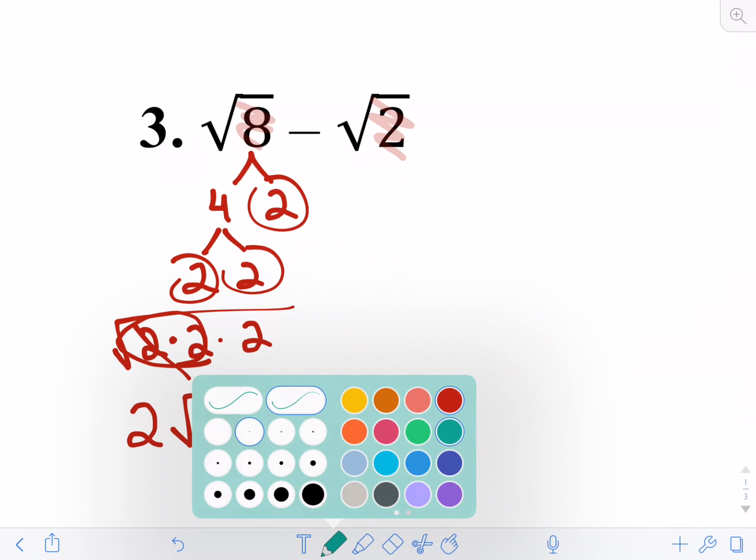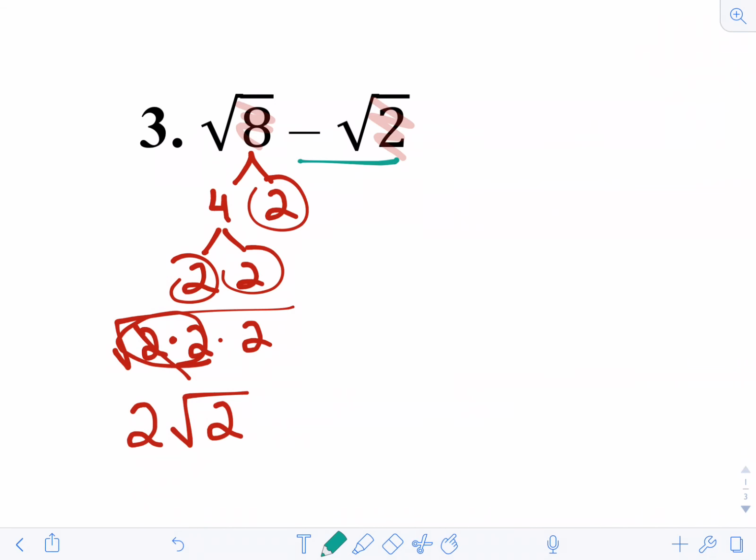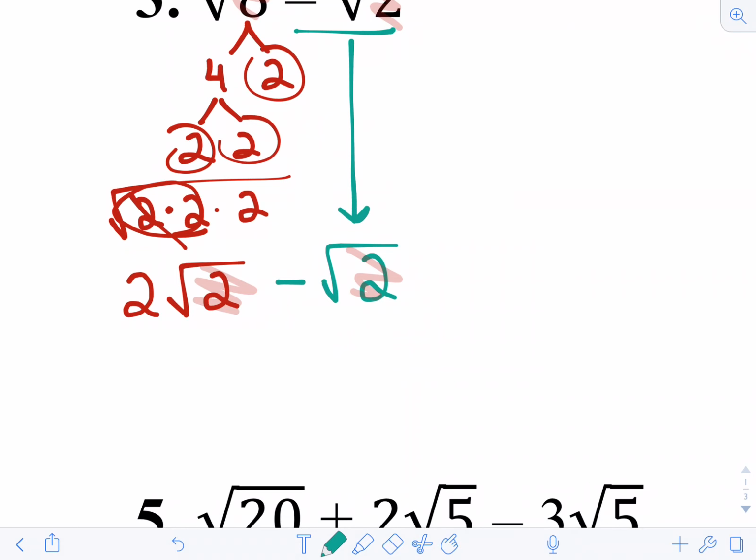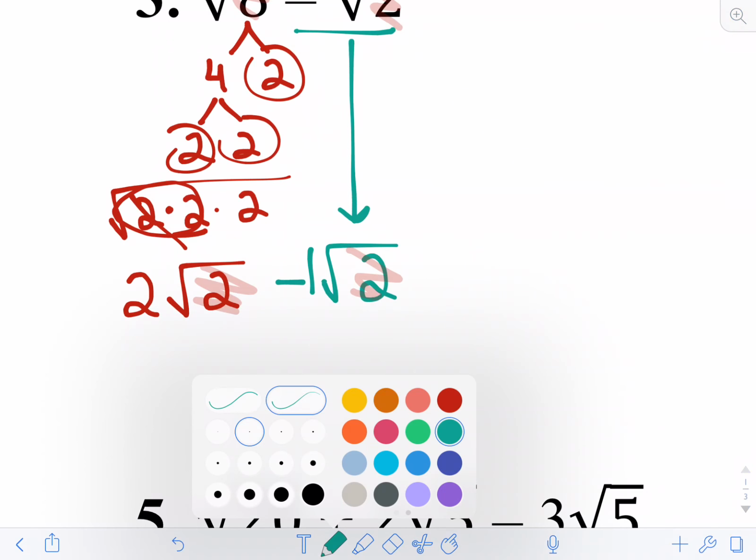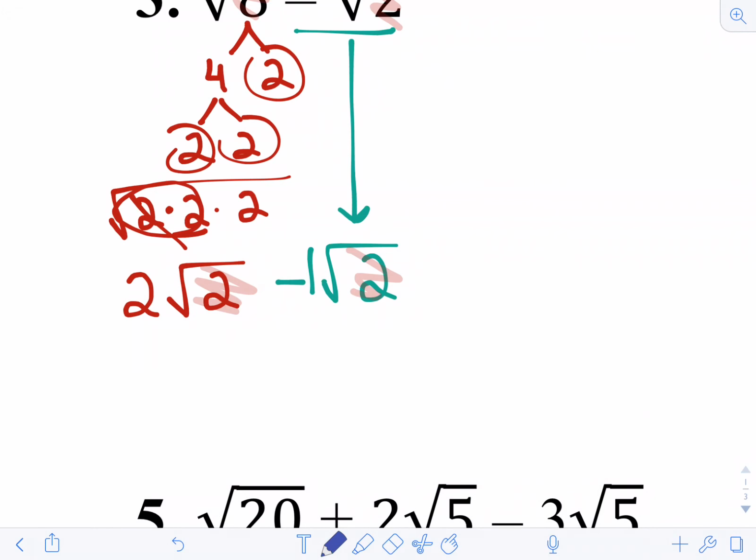And what I'm going to do is I'm going to go ahead and bring this whole piece straight down. So minus the square root of 2. Now your numbers are the same on the inside. And now you can just combine like terms. So again, remember there's an invisible 1 right here. So you're just doing 2 minus 1, which is just 1. So you have 1 square root of 2. And again, if you need to think of this, 2x minus 1x is just x.